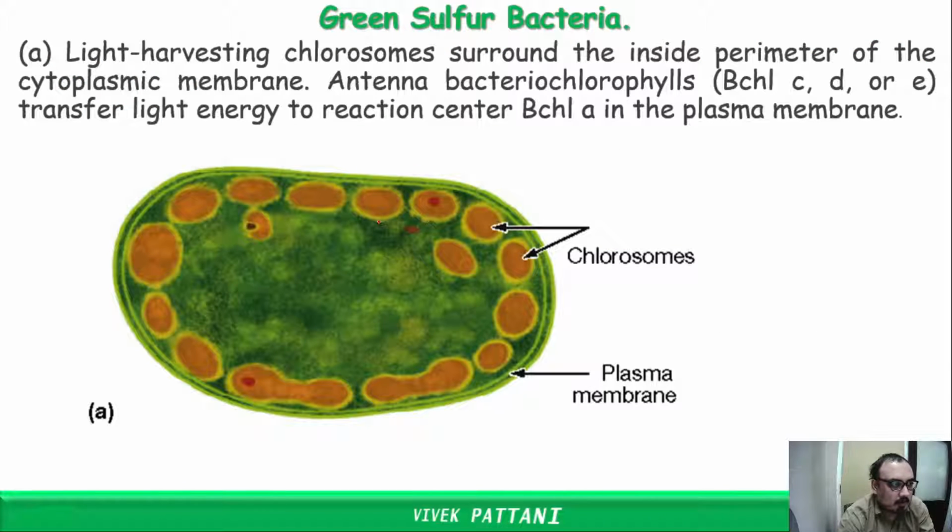This is a diagram of a green sulfur bacteria. Right now I have discussed the purple sulfur bacteria earlier, and this one is a green sulfur bacteria where it contains specialized structures called chlorosomes. The bacterial chlorophyll c or e transfers light energy to the reaction center bacterial chlorophyll a in the plasma membrane.